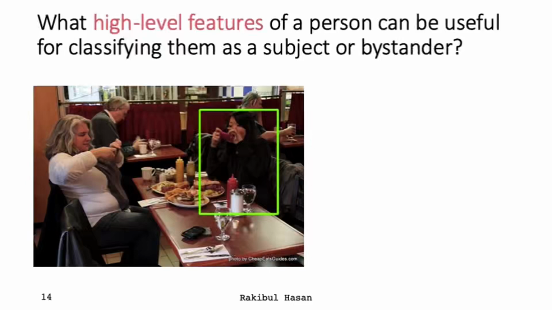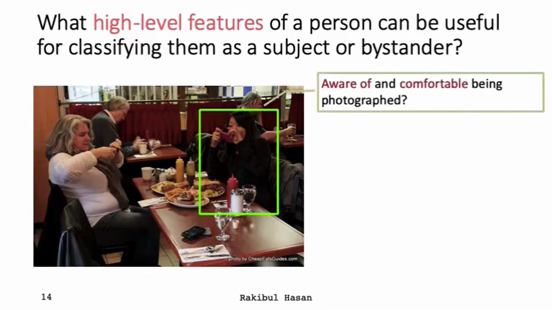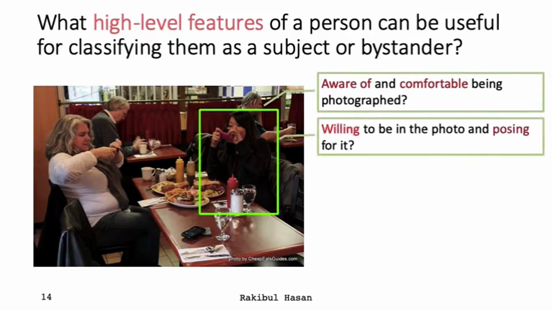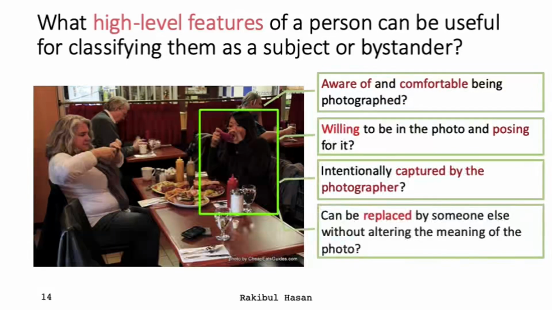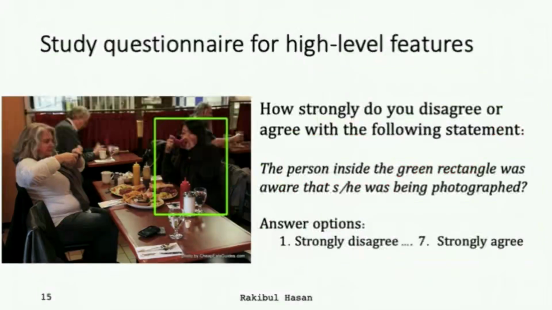We curated a set of high-level characteristics of a person that are presumably related to the classification task, such as whether people in the photo are aware of and comfortable being photographed, whether they are willing to be photographed and are intentionally posing, whether the photographer intentionally captured them, and whether they can be replaced with other random people without changing the meaning of the photo. We asked participants to rate people in images according to these features. Here is one example question asking about the awareness feature. How strongly do you disagree or agree with the following statement? The person inside the green rectangle was aware of being photographed.